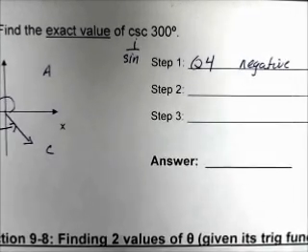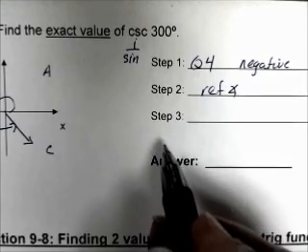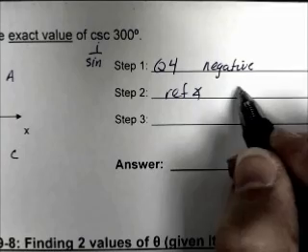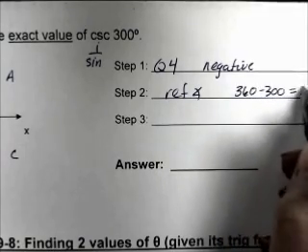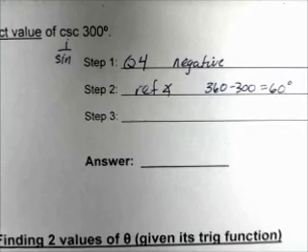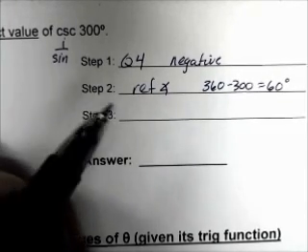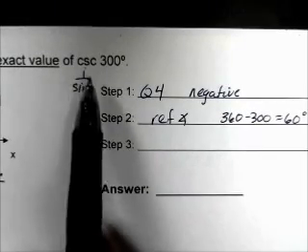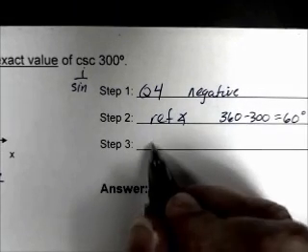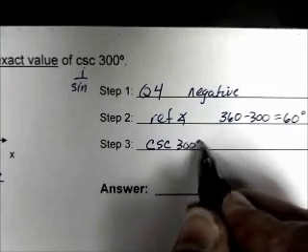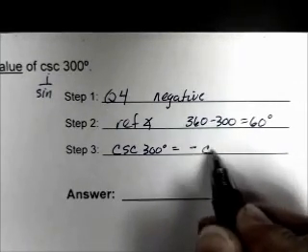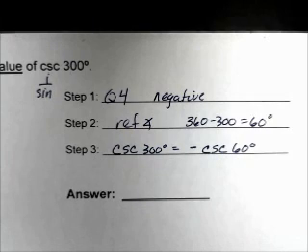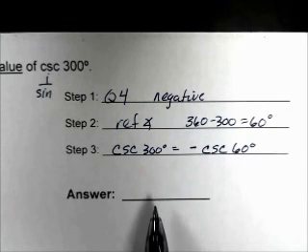Next, we get the reference angle. What's the reference angle? Well, in quadrant 4, to get the reference angle, that's going to be 360 minus our 300, which is 60. And again, I always like to have a picture, so here's my 60-degree reference angle. Okay, so cosecant of 300 is going to equal negative cosecant of 60 degrees. So we've written it as function value of an acute angle.